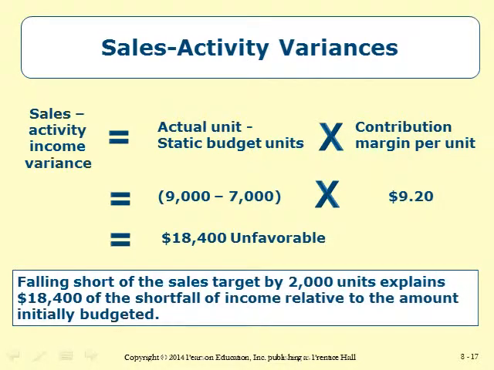When we talk about this sales activity income variance, it informs the manager that falling short of the sales target by 2,000 units explains $18,400 of the shortfall of income relative to the amount initially budgeted, a $5,600 flexible budget loss instead of the $12,800 static budget profit. We can also express this $18,400 variance as the shortfall of 2,000 units multiplied by the budgeted contribution margin of $9.20 per unit.